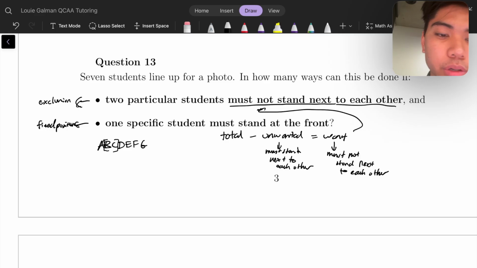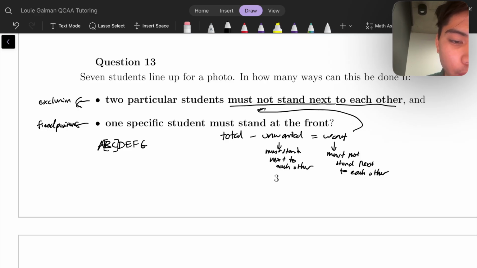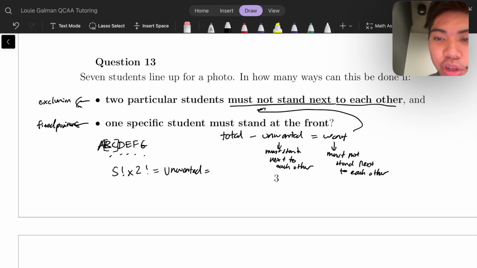Okay, so I have how many boxes? 1, 2, 3, 4, 5. So 5 factorial times 2 factorial. Okay, that's going to be equal to my unwanted, where B and C must stand next to each other. And so that's equal to 240.